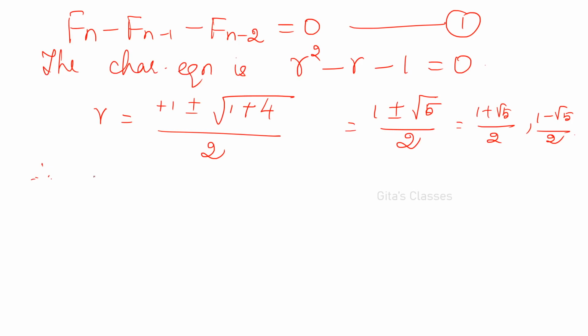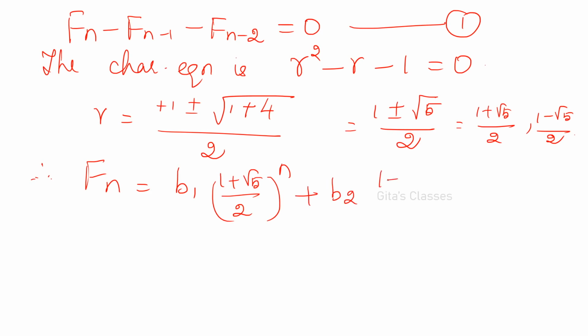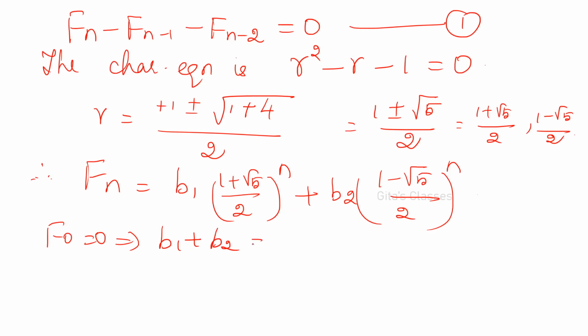So, therefore, an is Fn. Therefore, Fn is equal to B1, two constants, you have two different numbers. So two constants: B1 into 1 plus root 5 divided by 2 the whole power n plus B2 into 1 minus root 5 by 2 the whole power n. Okay. Then now we know that F0 is 0. That implies B1 into something to the power 0 which is 1, plus B2 into this term to the power 0, so the value is 0. Therefore, you can write B2 as minus B1 from this.